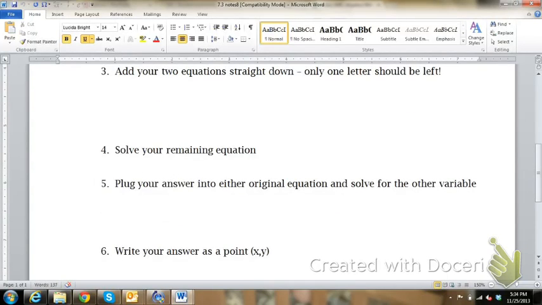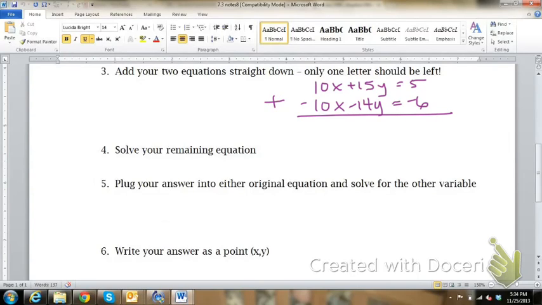Okay, so at this point, now we're going to add our equations straight down. So we had 10x plus 15y equals 5, and -10x minus 14y equals -6. Because if I add 10 and -10, look what happens. They cancel, and now x is eliminated. If these were both a positive 10, they wouldn't eliminate, and I'd still have an x, and you want to try to get rid of one of your letters so that you can actually solve the equation. And now 15 and -14 makes 1y, or just y, and 5 and -6 is -1. So this really is just the same as y equals -1.